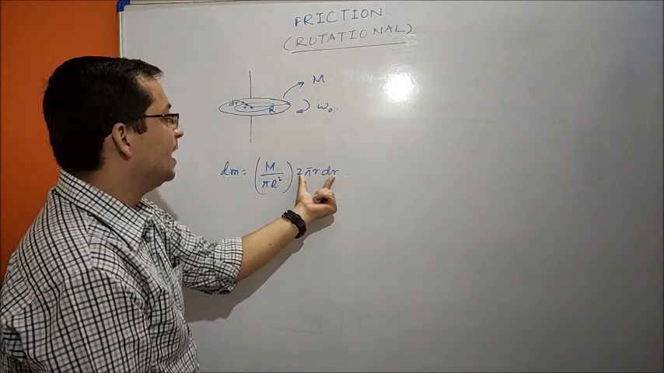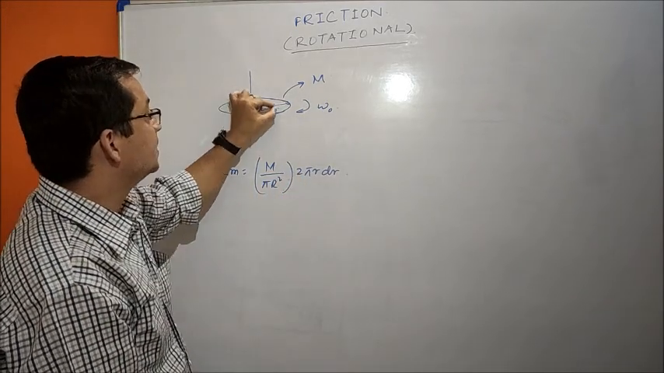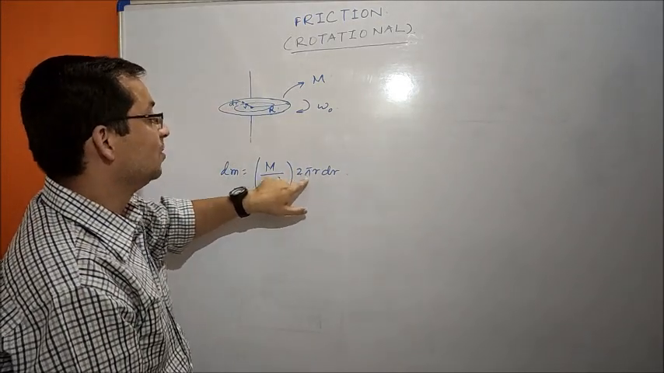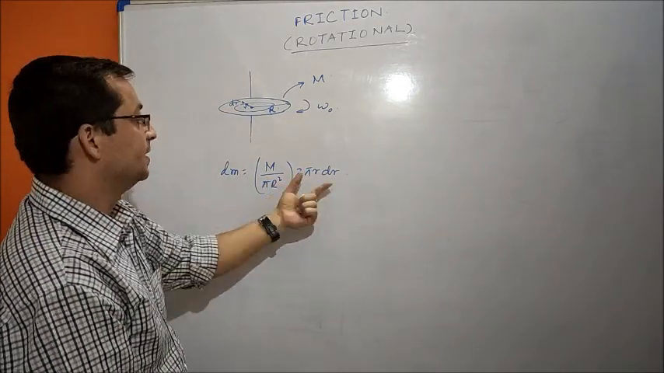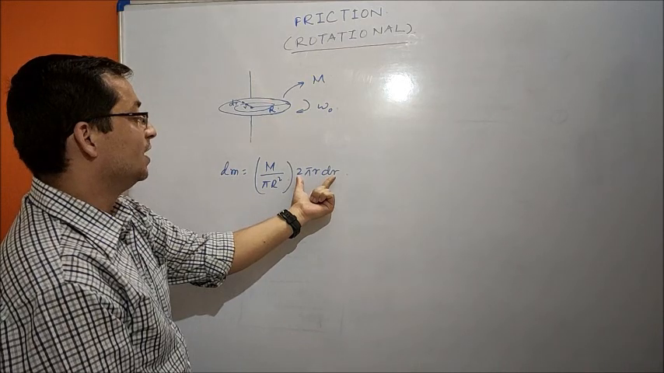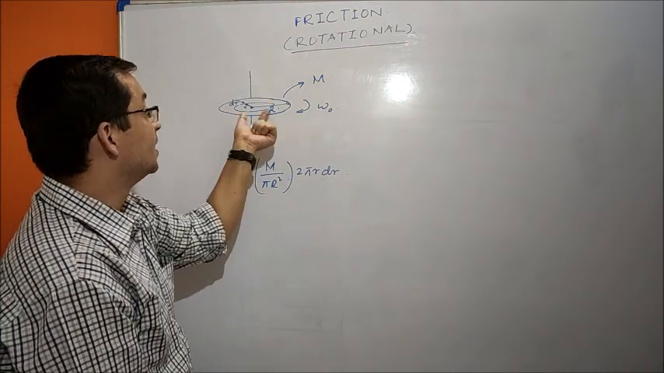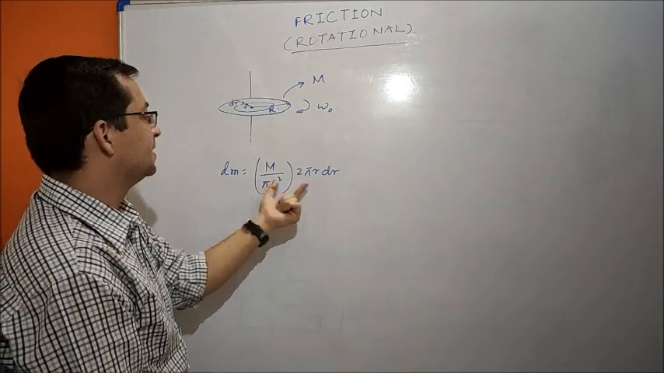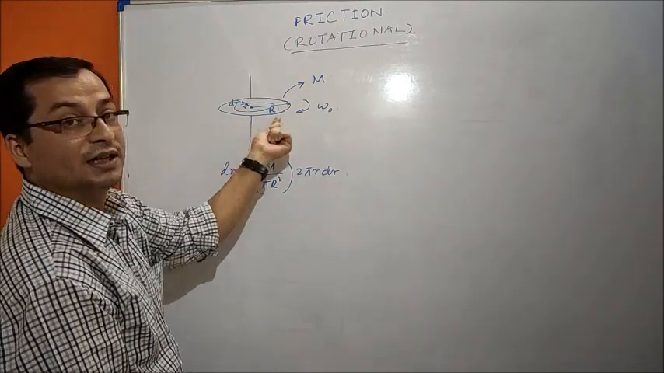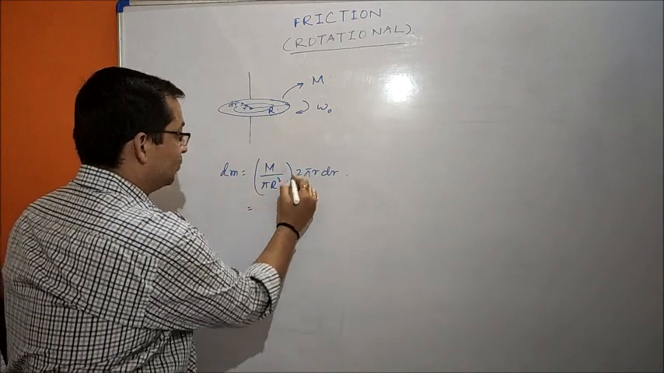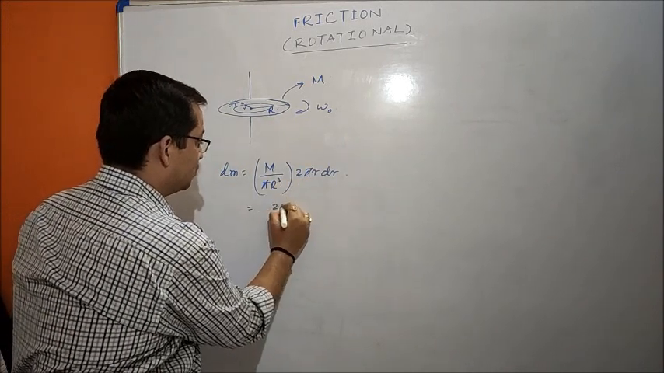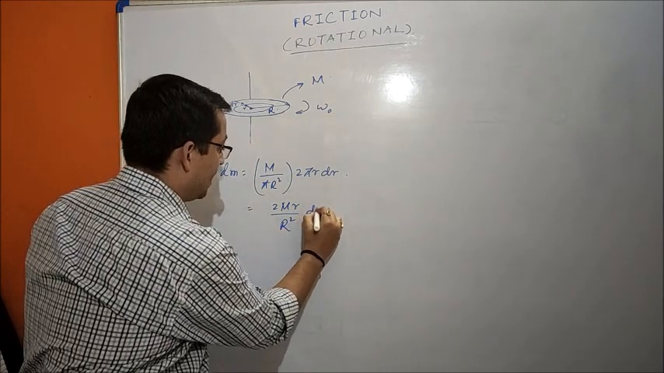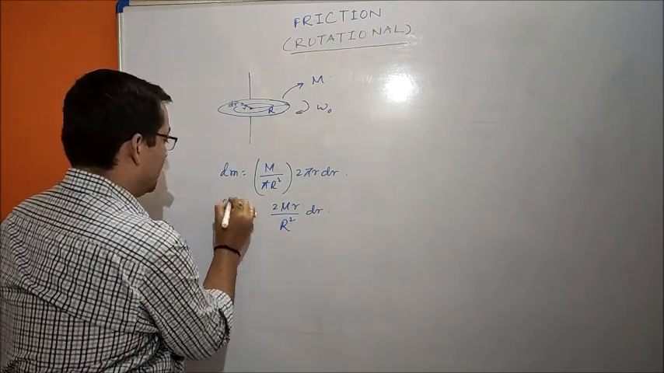This value is multiplied by the small area of this circular strip that we have assumed on the disc, right? So the small area of the circular strip is 2 pi r dr. So this small area of the circular ring on the disc, multiplied with the mass distribution of the disc, gives you the small mass of this circular strip. If you simplify it, pi will get cancelled, so you will have 2 m r upon capital R square dr. This is your small mass.